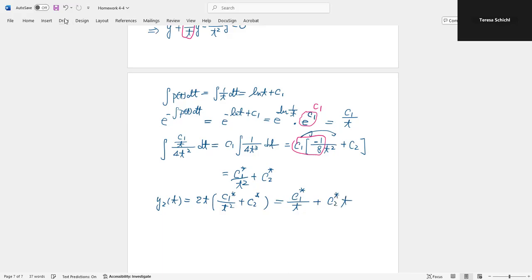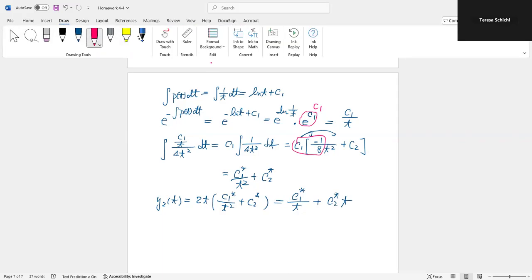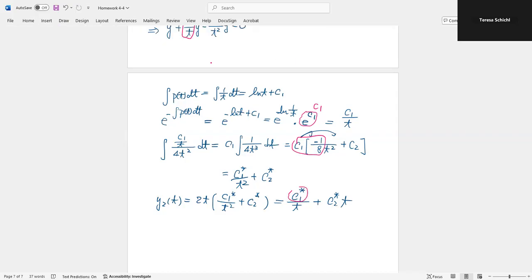So I just don't want to have too many. So this one here is basically a constant, right? So this is just my original 2 times C1 star. So I can call it a new C1 star. Then this one here will just be my original 2C2 star. I can just rename it because it's just constants, it doesn't matter here.